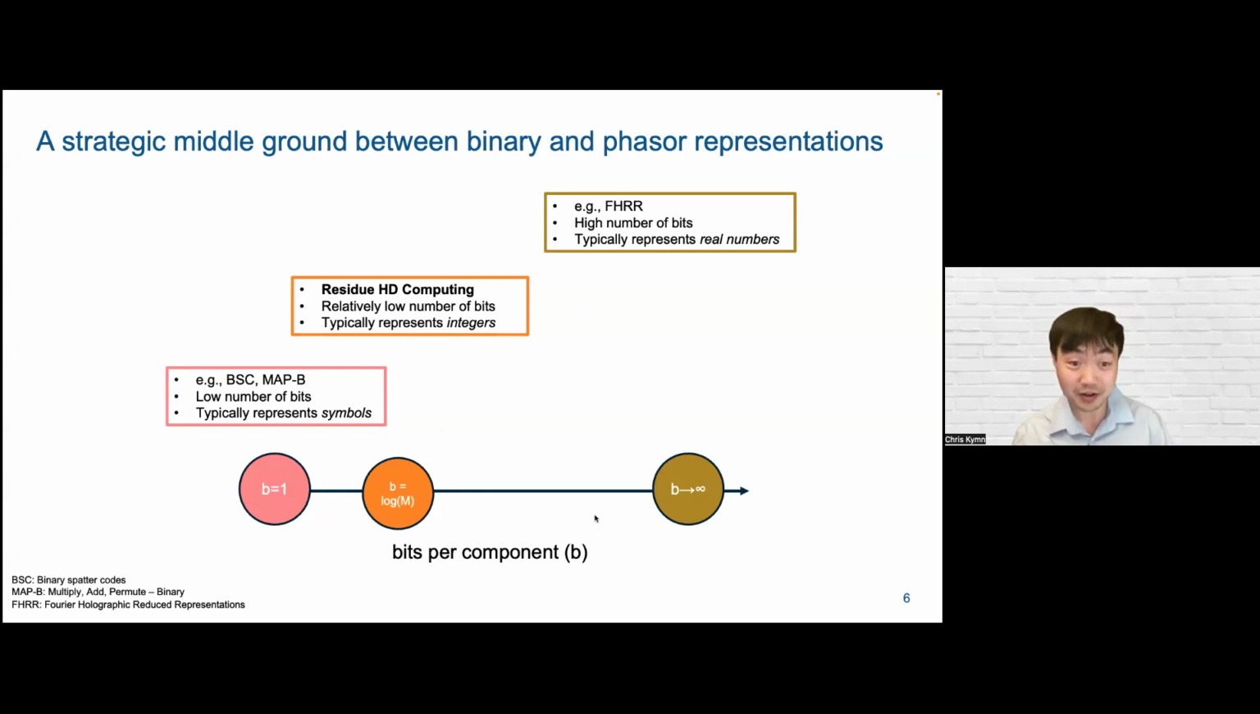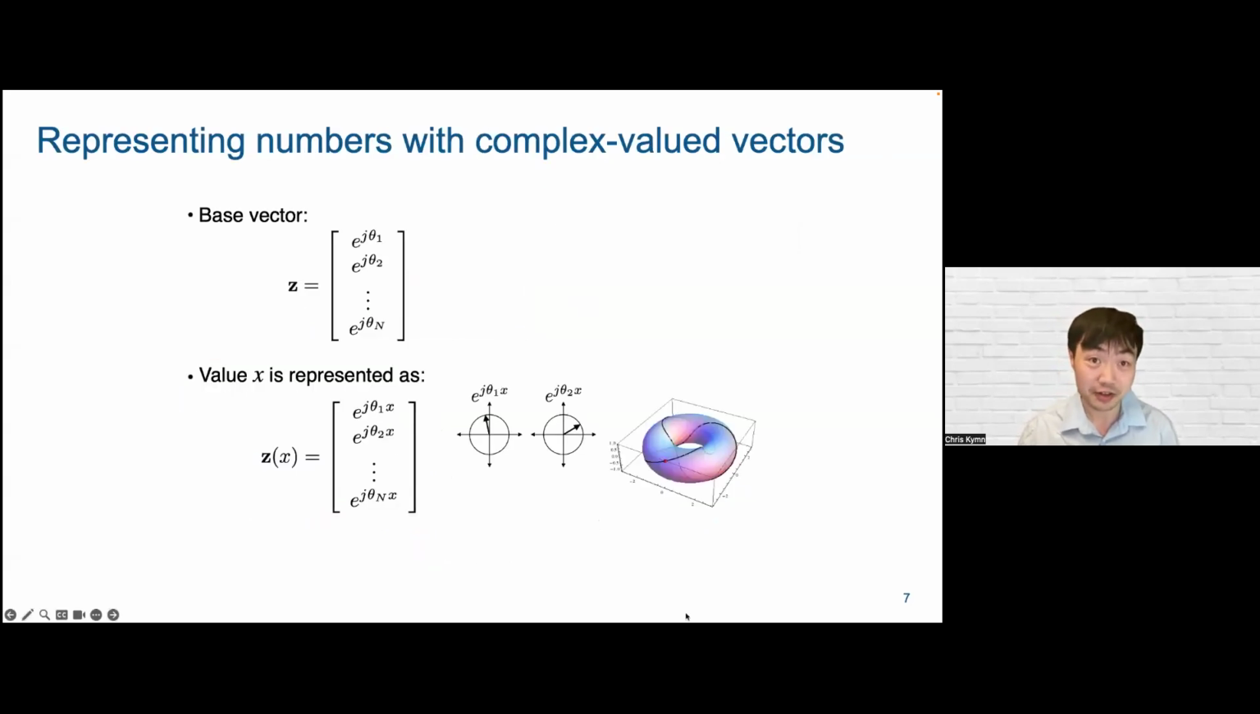As a segue, or to explain how we got to this starting point, I want to turn to how we generally represent complex valued vectors in holographic reduced representations in the Fourier domain, also known as circular HRR. The way we can conceptualize it is first drawing a high dimensional vector. So you can think of each of these theta n's as drawn from some particular probability distribution. So these are random phases. And we have a base vector that we will call z. And then a value x, which in general could be any real value, can be represented then as a spinning of each of these phases by x.